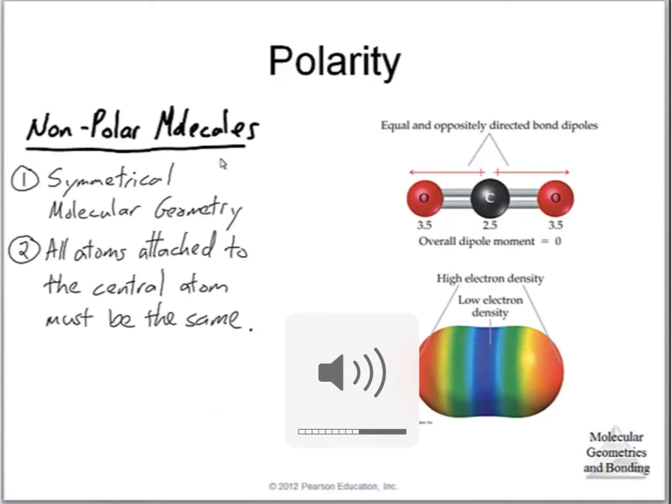If we look at these, these are really the two big rules when it comes to deciding whether your molecule is polar or nonpolar. So one, you have to have symmetrical molecular geometry, and we'll look at that in just a second. I'll show you the ones. Linear is one of those symmetrical molecular geometries.